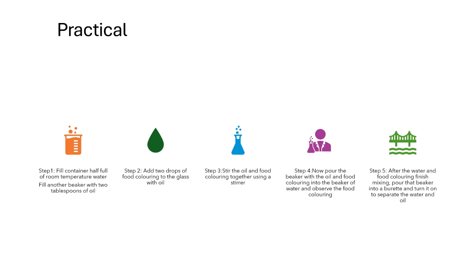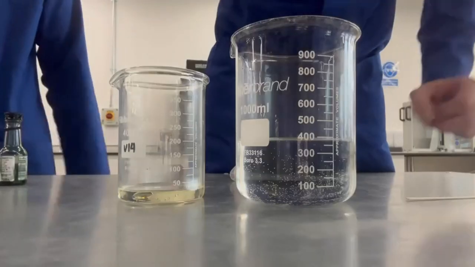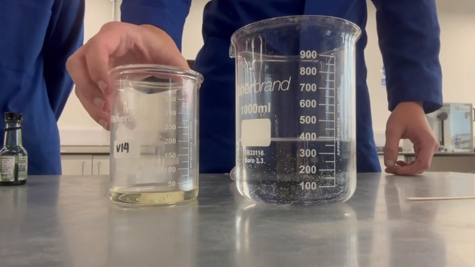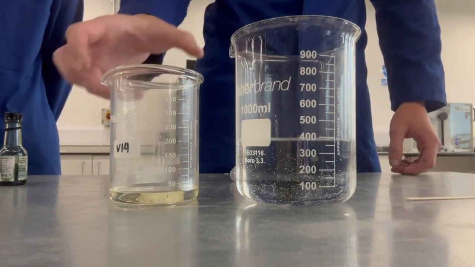Now we're moving on to the practical. The next slide will show you the video on how you do the next practical step by step. I hope you enjoy. Fill one beaker with 400 millilitres of water and fill the other one with 40 millilitres of cooking oil.